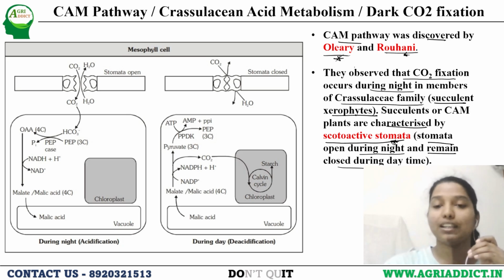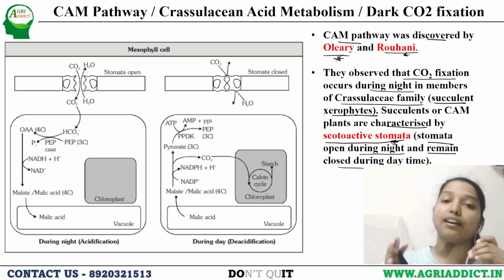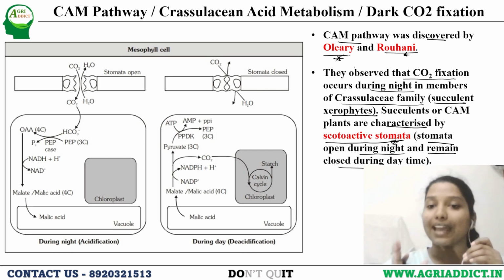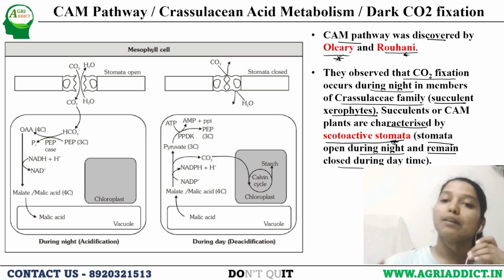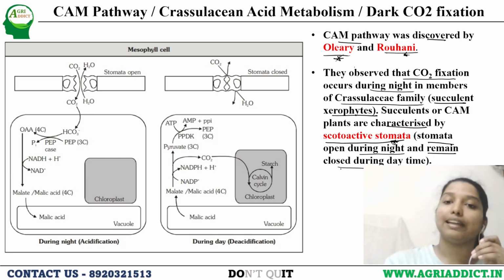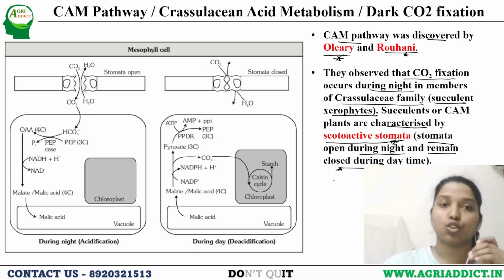Okay, what they do is they fix the carbon dioxide in the form of acid in night, because the stomata is open during night only. So during that time they will fix the carbon dioxide in the form of organic acid, and they will utilize it in the morning time when the light will be there. Because in the daytime the stomata is closed. So let's study this CAM cycle.